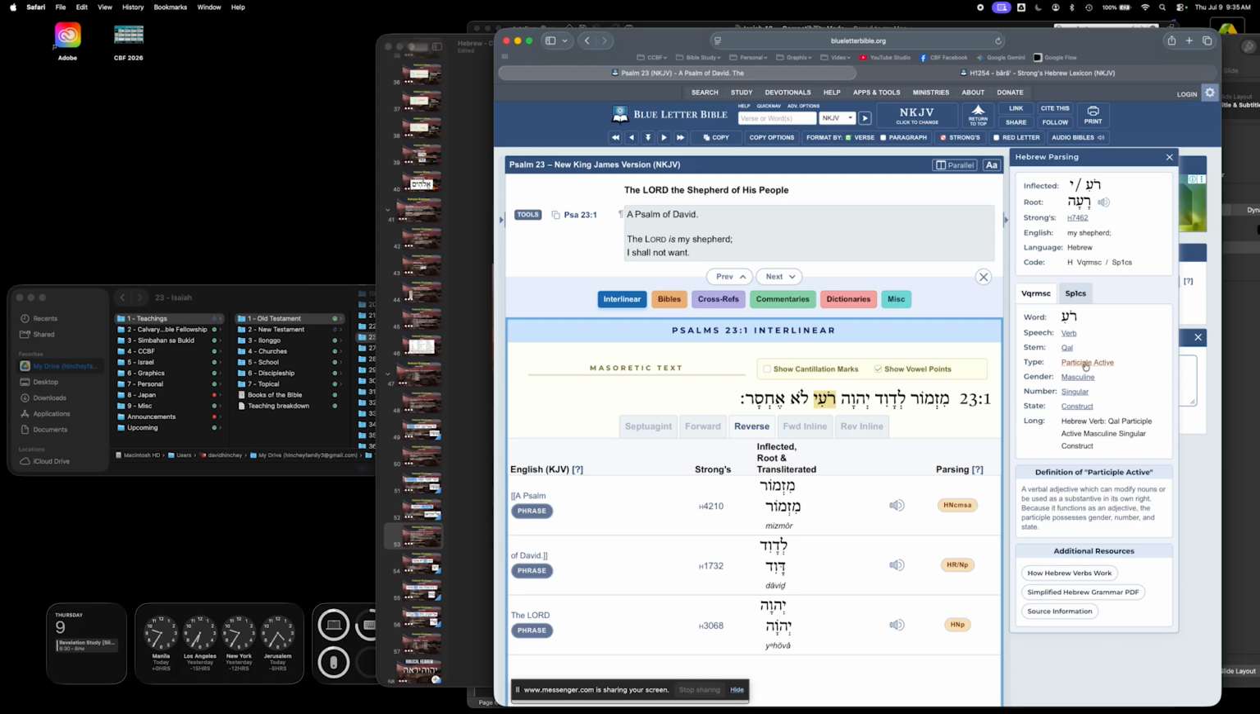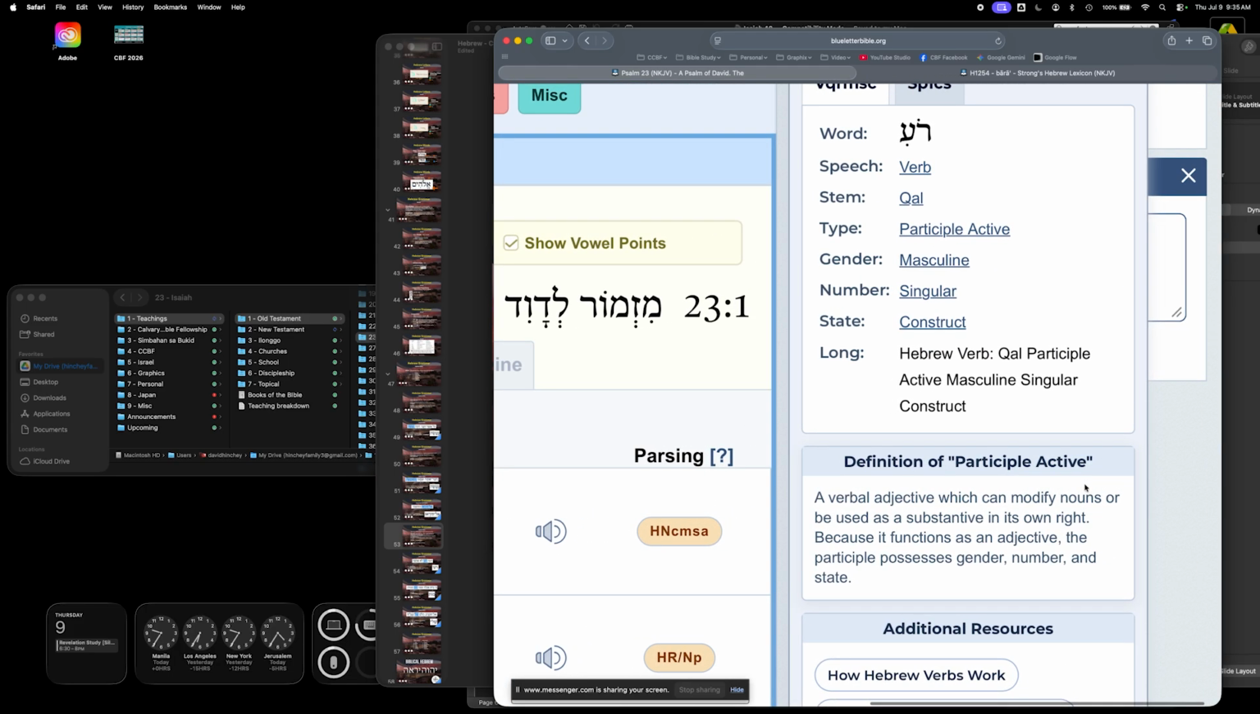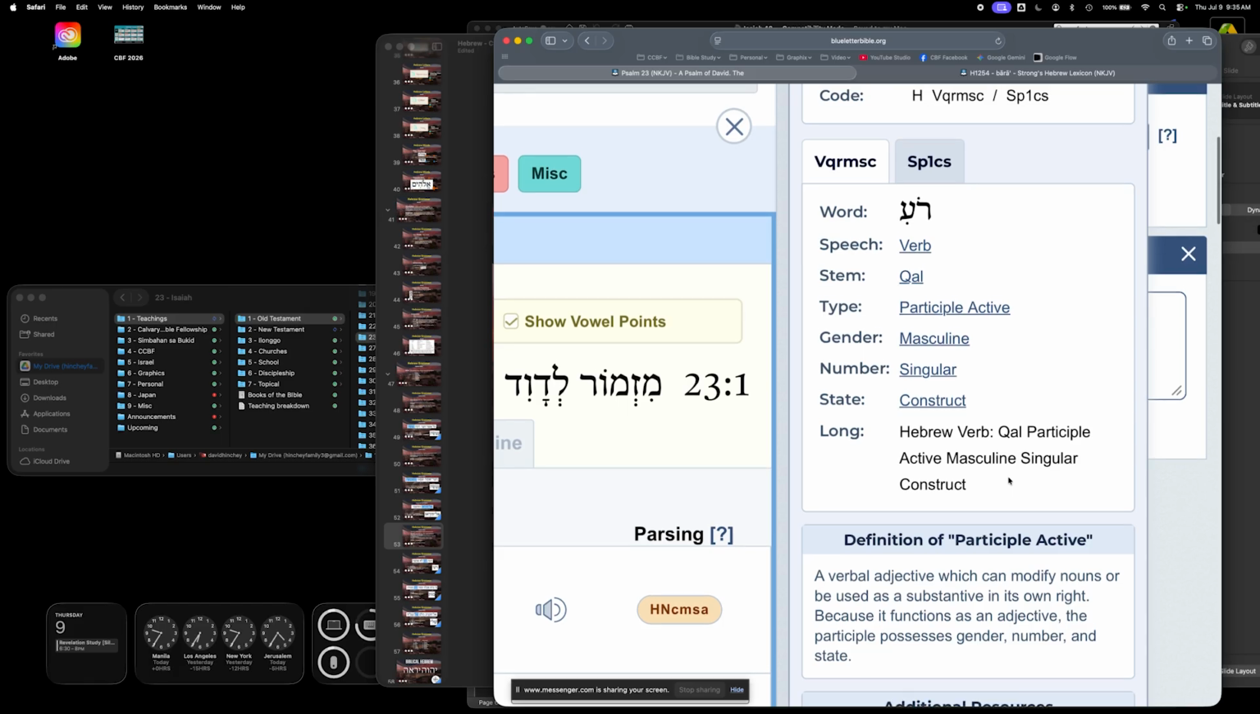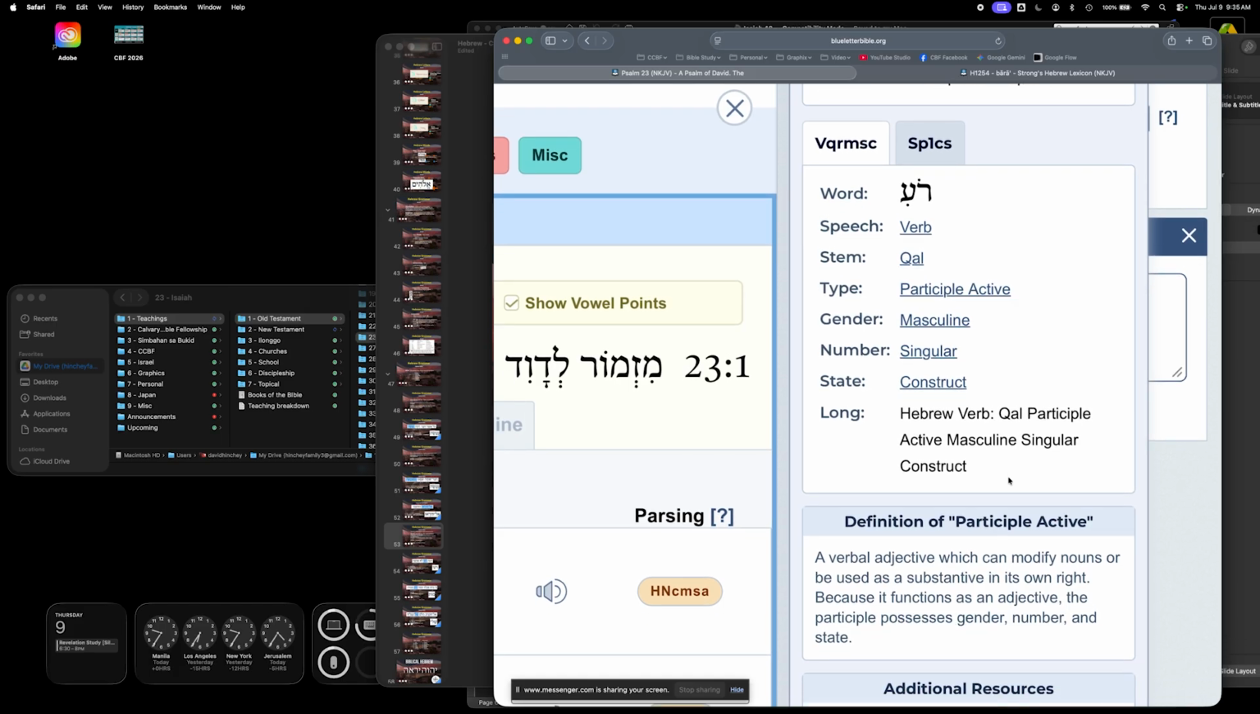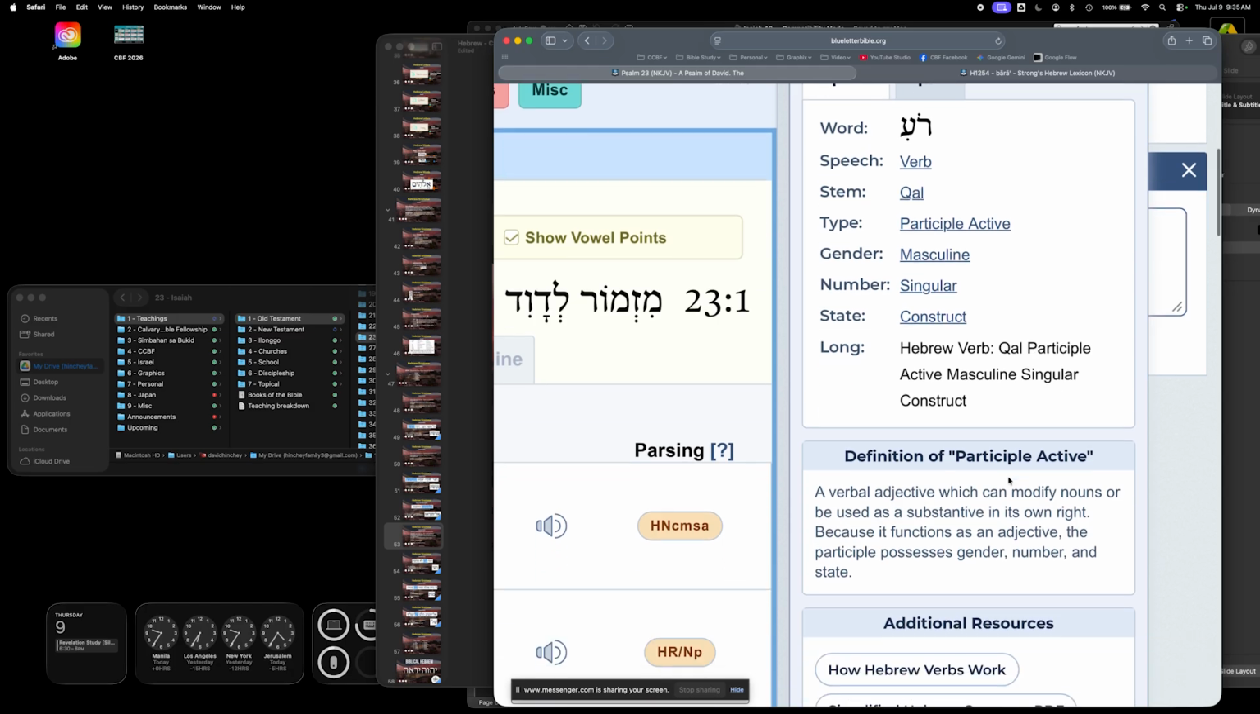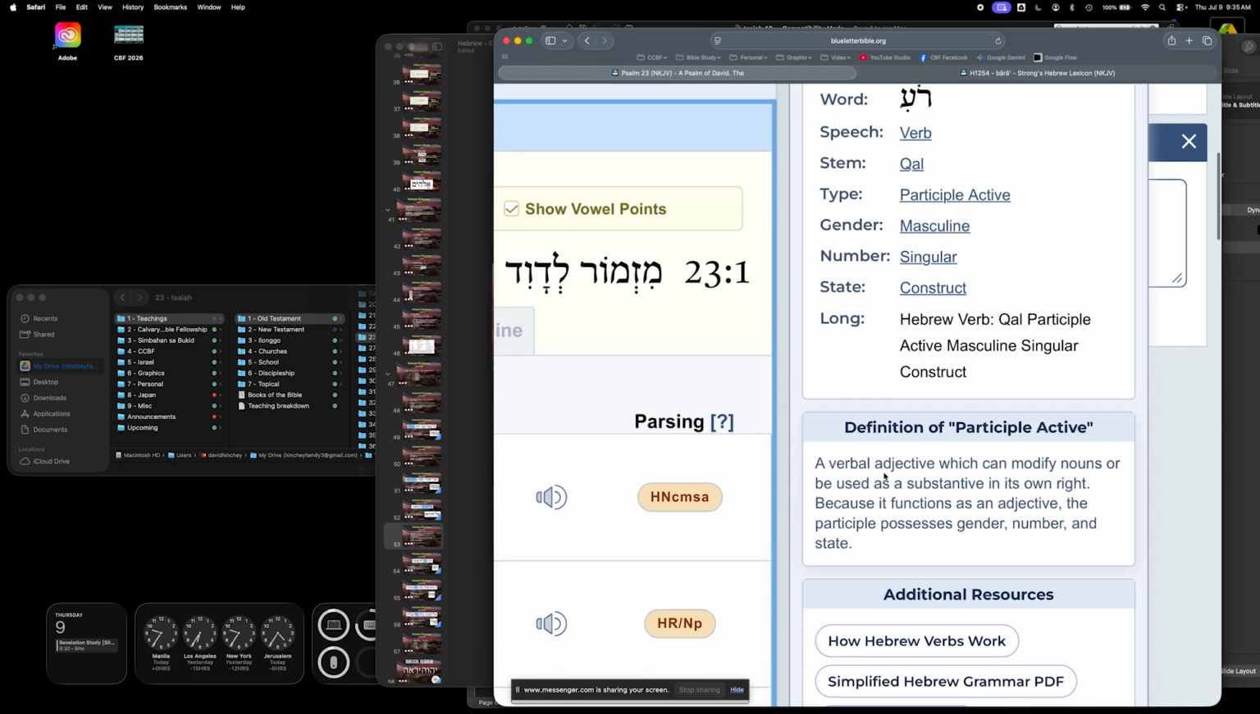Remember that you can always click on your types, and it will remind you. Blow it up here so you can see this, it reminds you what they are. So if you ever forget what's a jussive, what's a cohortative, click on it. It'll give you the little definition down here. What is the definition of a participle? It's a verbal adjective, can modify a noun, or can be used as a substantive in its own right, because it functions as an adjective, or a participle possesses a gender, number, and a state.